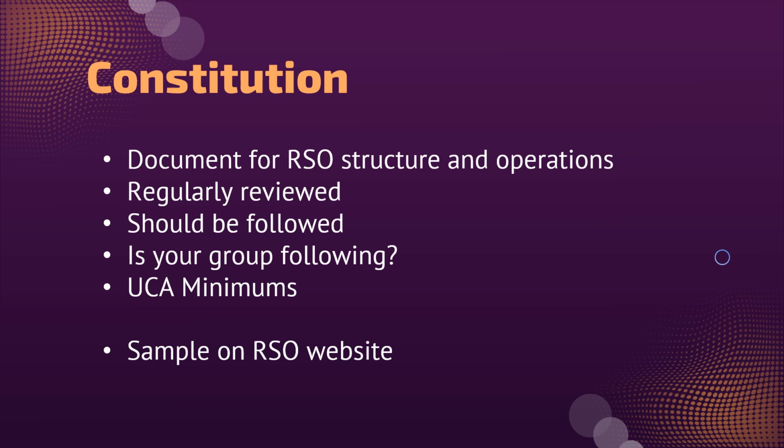in your Constitution. Finally, UCA has 12 minimum requirements for RSOs to have had their initial establishment that need to remain in the document each year. These are listed on the sample constitution that is available on the RSO website, and the Constitution will be reviewed during the RSO renewal process, and you will be contacted if these minimums are not in your document.